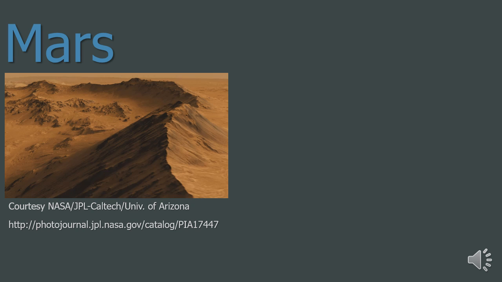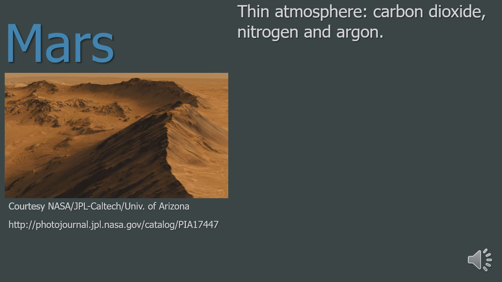Mars is about half the size of Earth. Mars has polar ice caps, volcanoes, canyons, and weather systems. In fact, the largest mountain in the solar system, Olympus Mons, is located on Mars. Mars has a thin atmosphere made up of carbon dioxide, nitrogen, and argon gas. Liquid water can no longer exist on Mars due to its thin atmosphere. There are signs that liquid water used to exist on Mars, though.